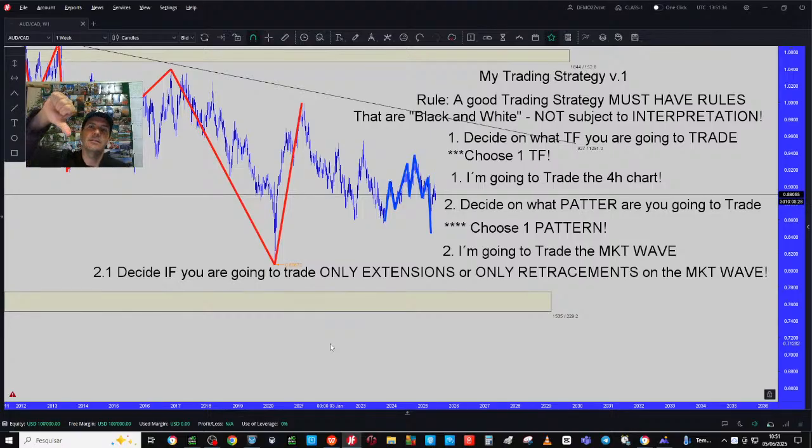Choose one time frame, choose one pattern, choose one behavior if you want. Don't try to do everything and anything. You're going to get overwhelmed, you're going to get into analysis paralysis. It's going to be too complex. Your brain is going to say, oh, what are we doing here? Choose one pattern, get good at one pattern, choose one behavior. So market wave, it's extension, retracement, extension. Choose one behavior and get good at it. Does this make sense?